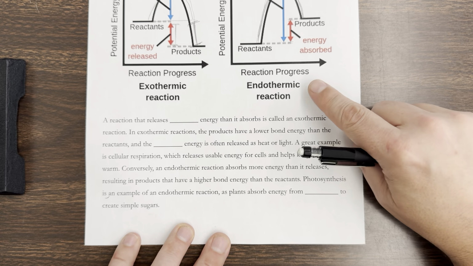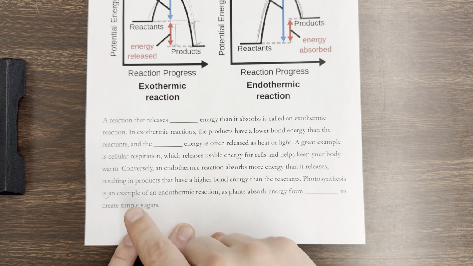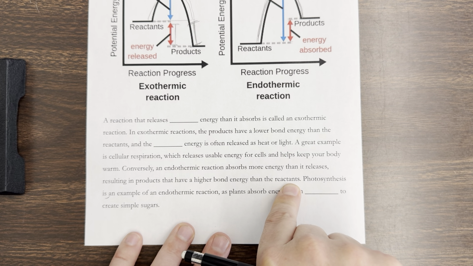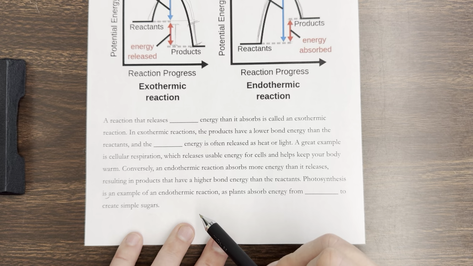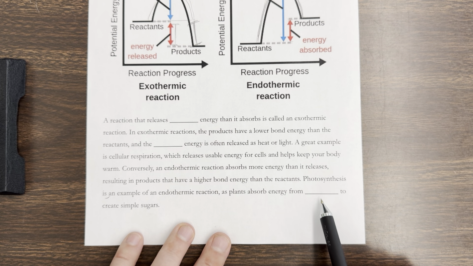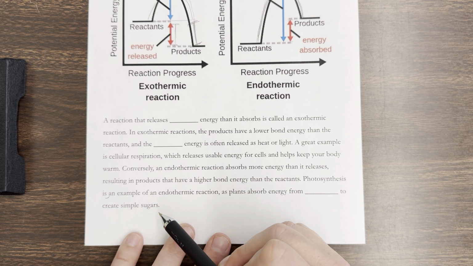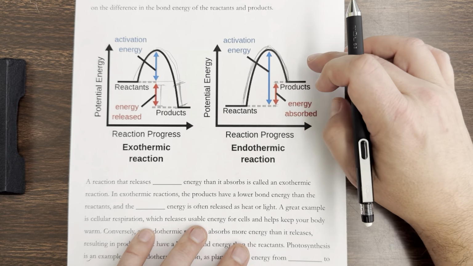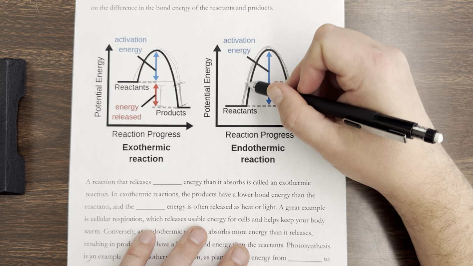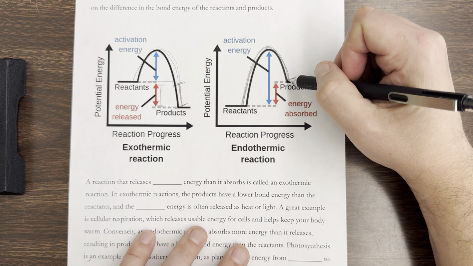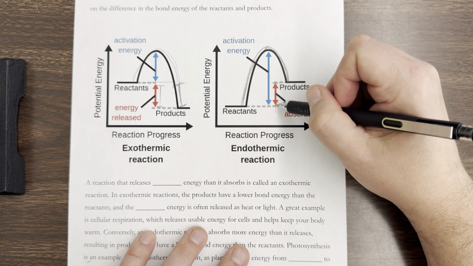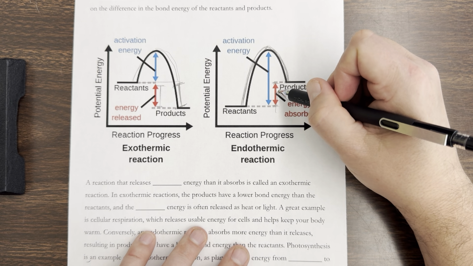Conversely, an endothermic reaction absorbs more energy than it releases, resulting in products that have a higher bond energy than the reactants. Photosynthesis is a good example of an endothermic reaction, as plants absorb energy from sunlight to create simple sugars. So again, that's a little bit tougher to imagine, but we put a lot of energy into it. Not as much energy goes into making the products, so this extra net energy has to go into the system in order to make those products.